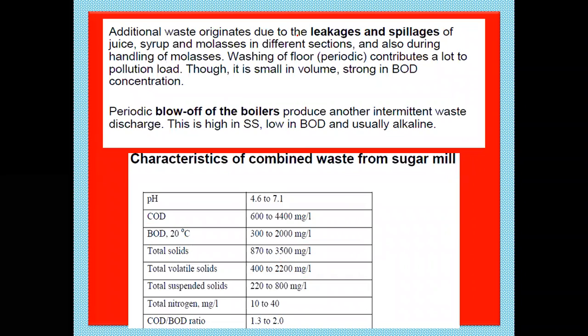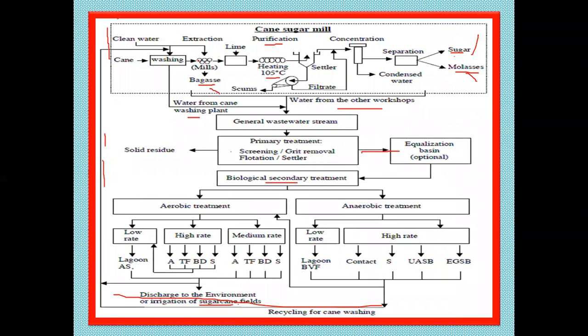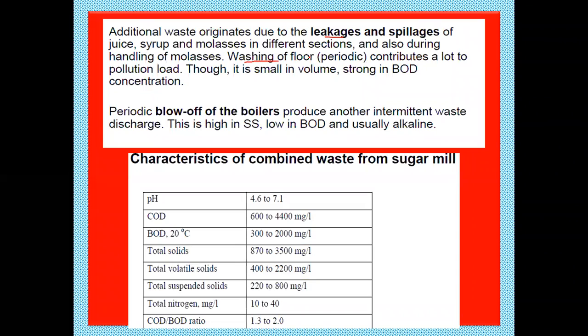Additional waste originates due to leakages and spillages of juice, syrup, molasses in different sections and also during handling of molasses. Washing of floor contributes a lot of pollution load, though small in volume, strong in BOD concentration. So local జరిగే process. What are the processes going on for the other treatments like washing of floors? So any leakages happening in these containers, right? So in every department, washing or milling or lime pollution or any purification process, some sort of leakages will happen. Thereby the juice, syrup or molasses will fall down on the floor. Thereby washing of the floor can be done, which is strong in biological oxygen demand.